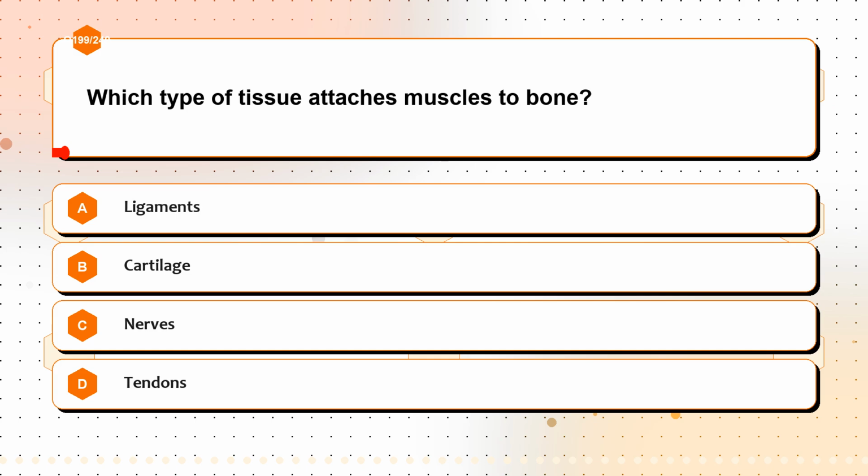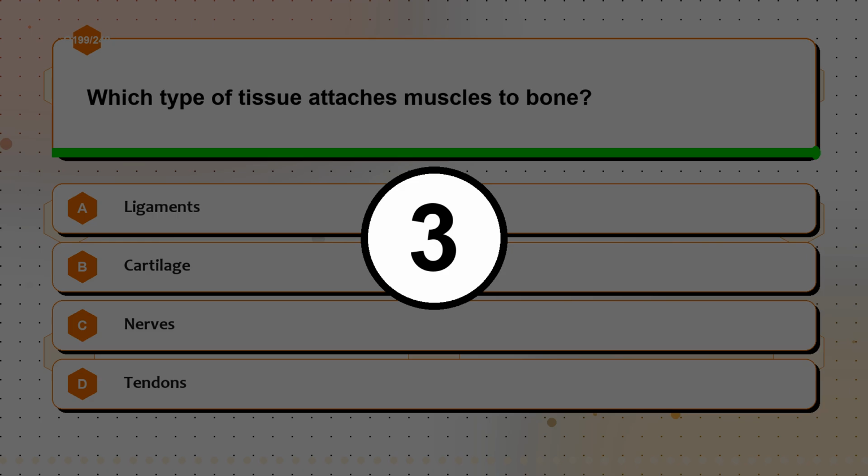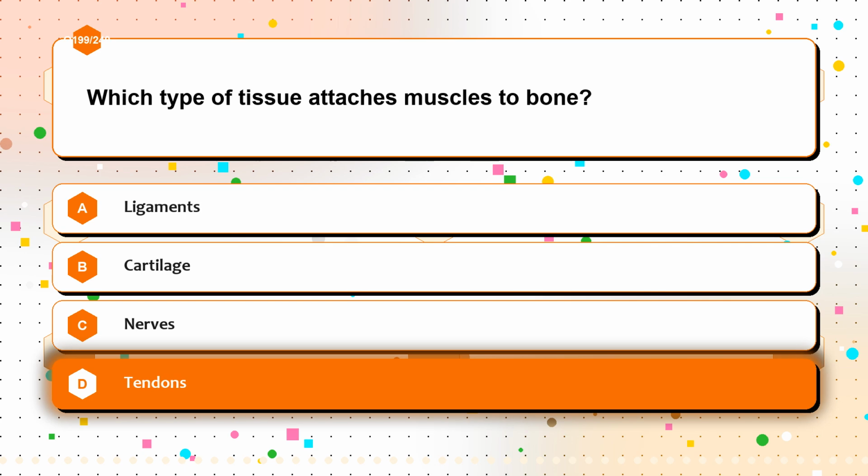Question 199. Which type of tissue attaches muscles to bone? Here are the options. Option A, ligaments. Option B, cartilage. Option C, nerves. Option D, tendons. The correct answer is option D, tendons.